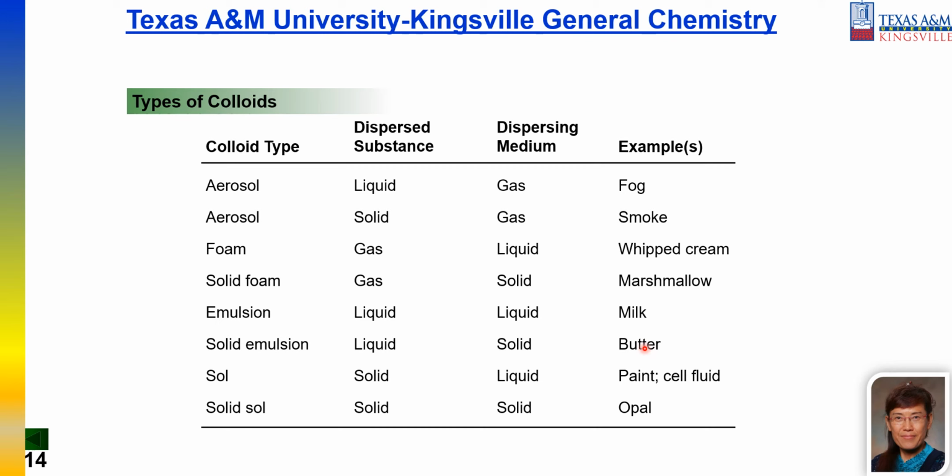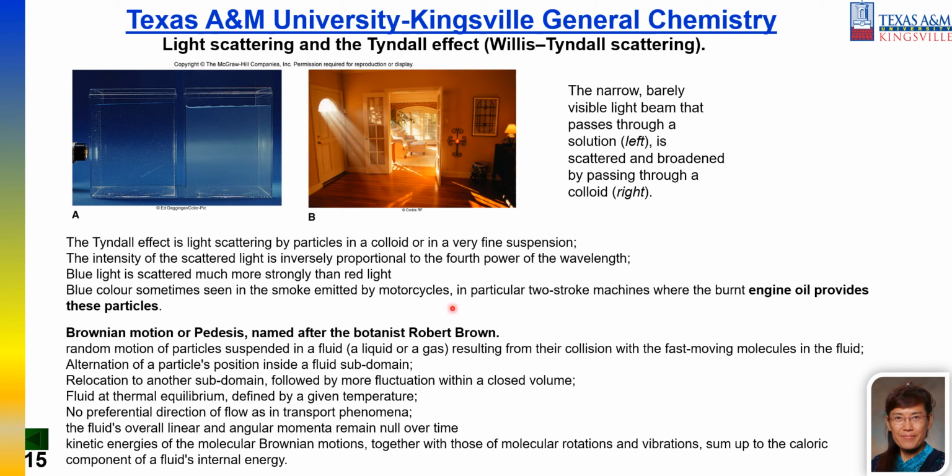It's called butter. You have another one called the sol. You disperse your solid into the liquid, such as the paint, such as our human cell fluid. Cell, not only human cell, the cell fluid. You have solid sol, solid dispersed in solid, such as the opal. So the colloids usually show 2 types of properties.